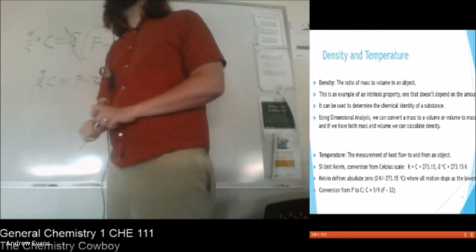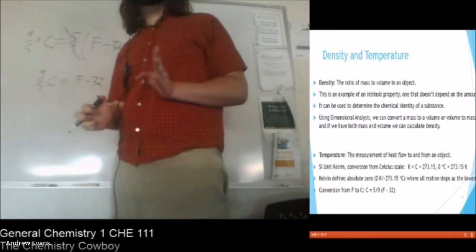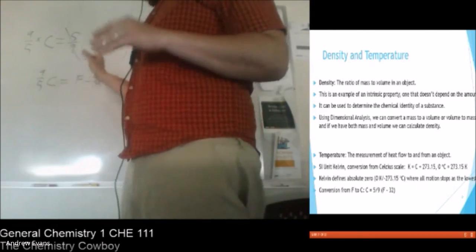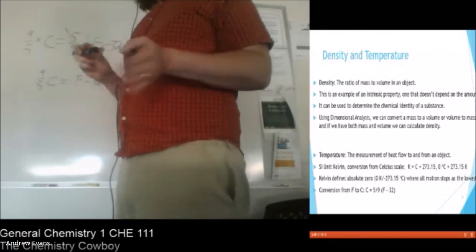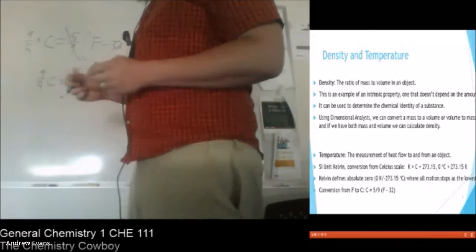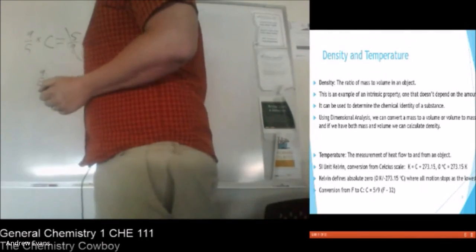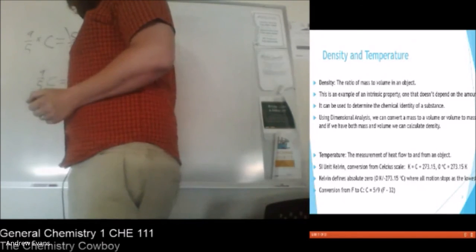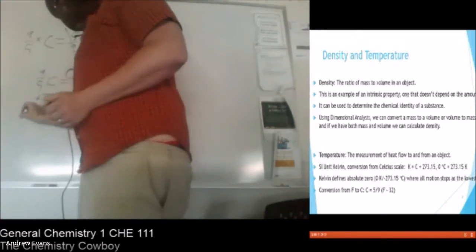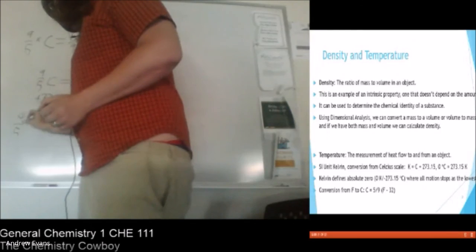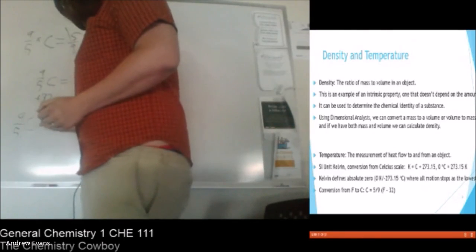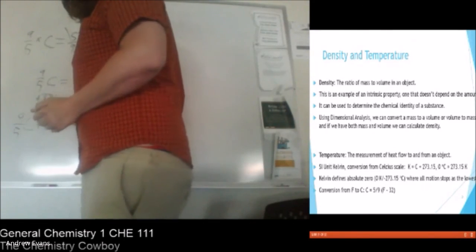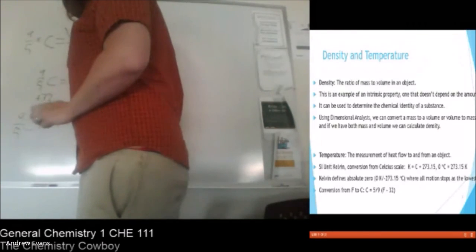So that last step, to get Fahrenheit by itself, we have to remove the 32 from the right and put it on the left. To get it off the right, we have to add 32 to both sides. So we have now 9/5 Celsius plus 32 equals Fahrenheit.